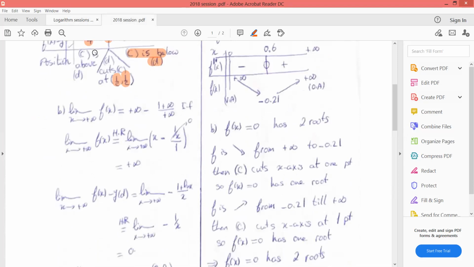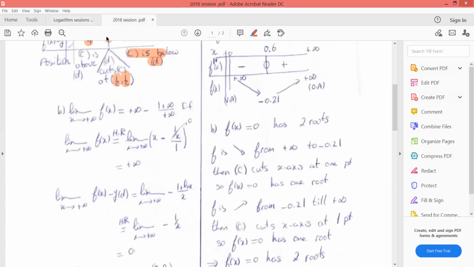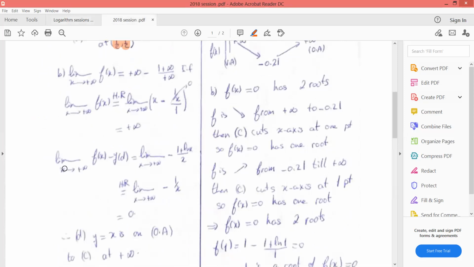Now we are going to verify that the line D, y equals x, is an asymptote. So you have to determine the limit as x tends to plus infinity of f(x) minus y_D. f(x) minus y_D remains minus 1 plus ln x over x. So we get infinity over infinity, since ln infinity is infinity.